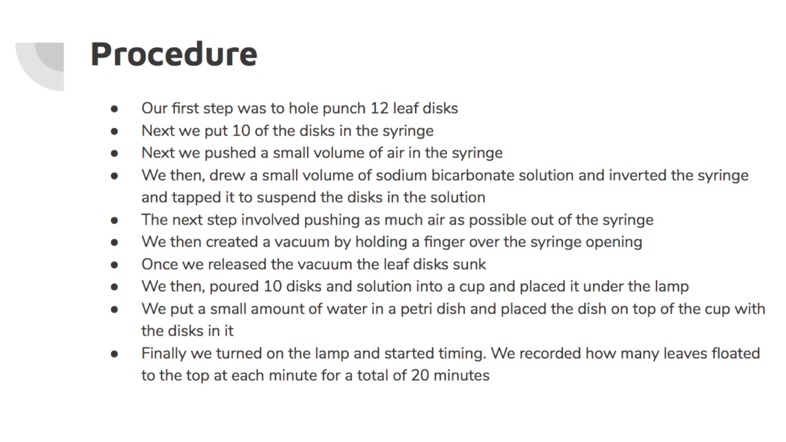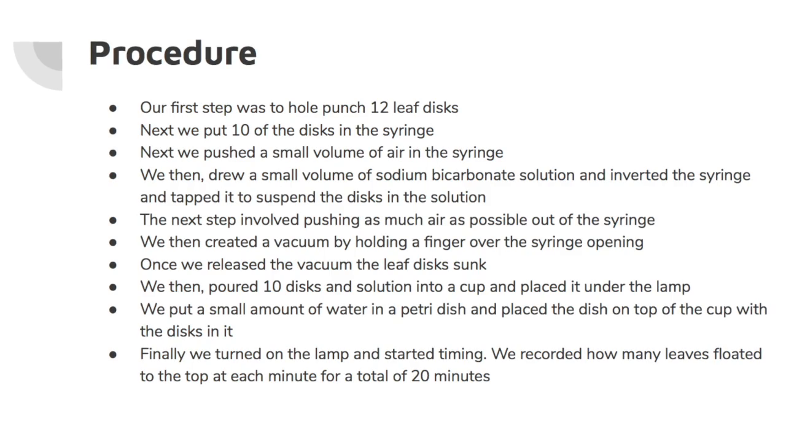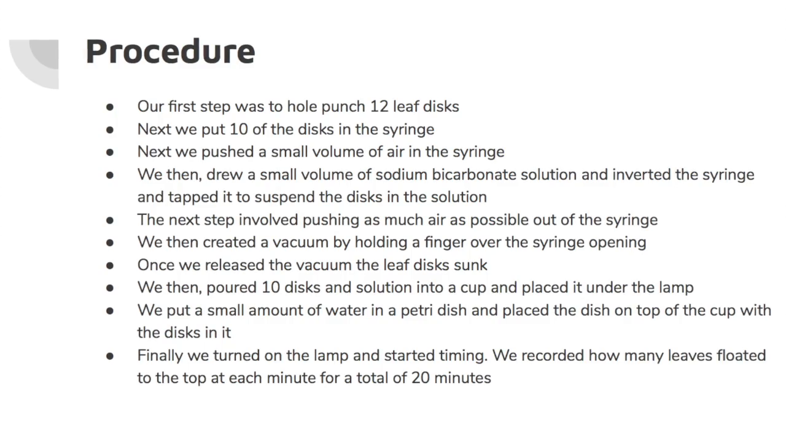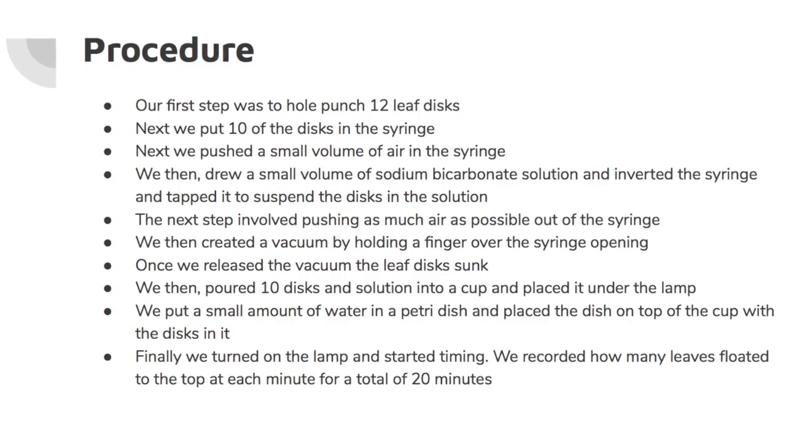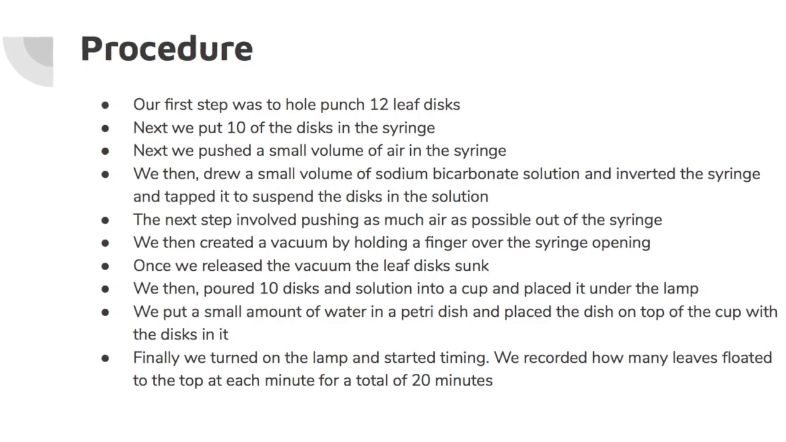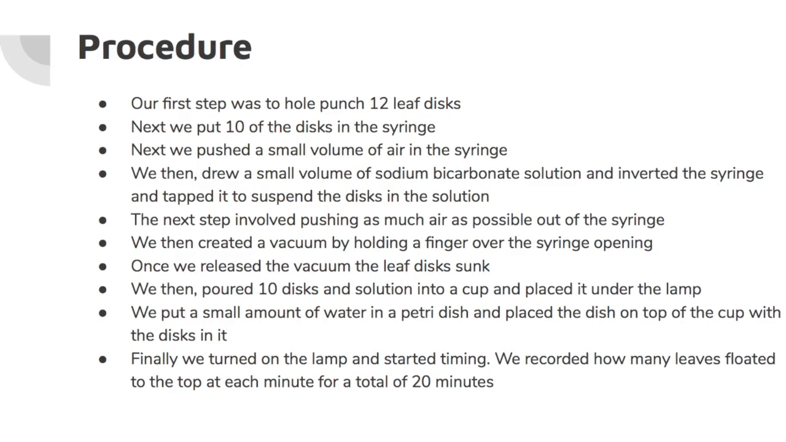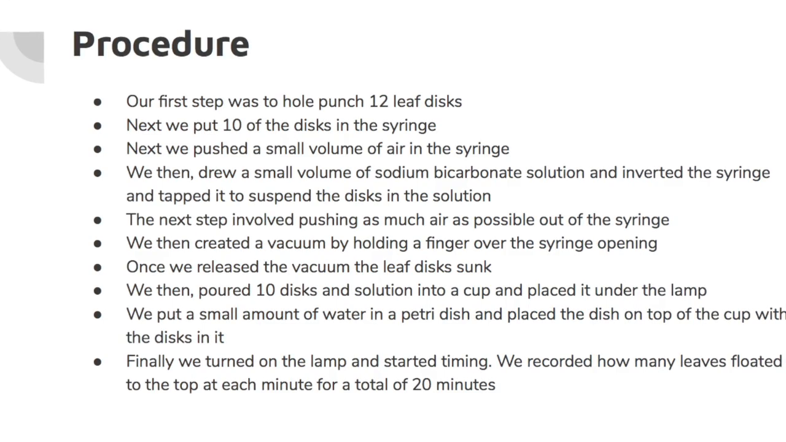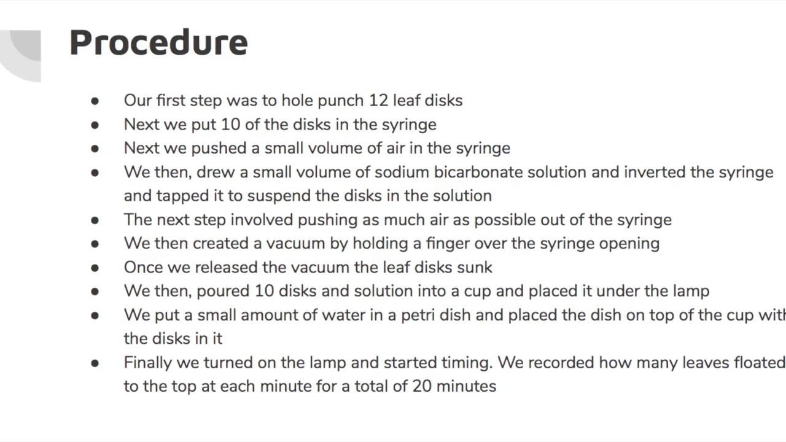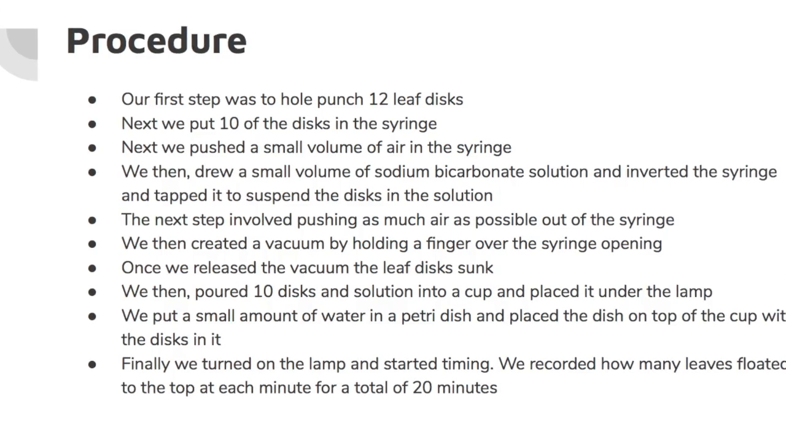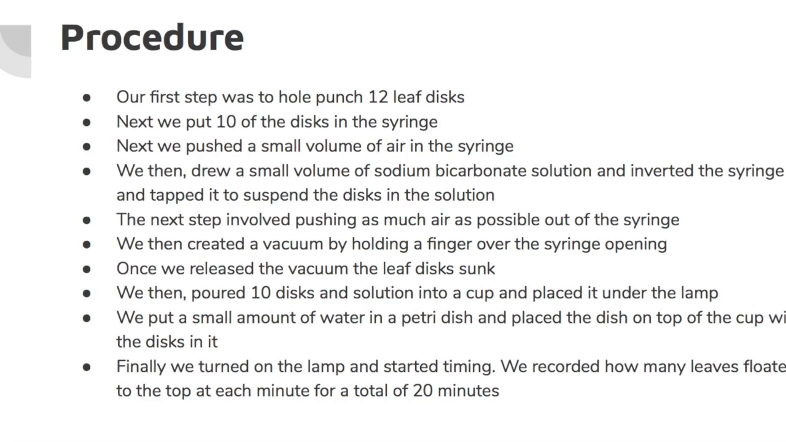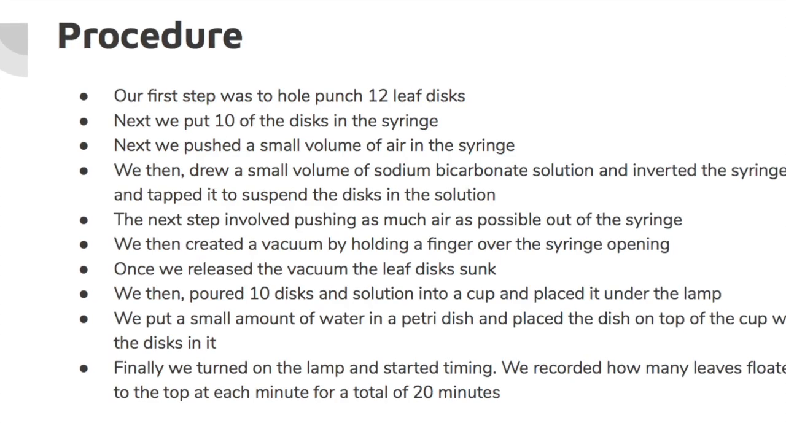Our procedure was to first punch 12 leaf discs with a hole puncher. Next, we put 10 of the discs into a syringe. Next, we pushed a small volume of air in the syringe. We then drew a small volume of sodium bicarbonate solution and inverted the syringe and tapped it to suspend the discs in the solution. The next step involved pushing as much air as possible out of the syringe. We then created a vacuum by holding a finger over the syringe opening. Once we released the vacuum, the discs sunk.